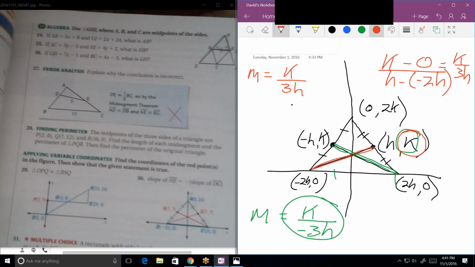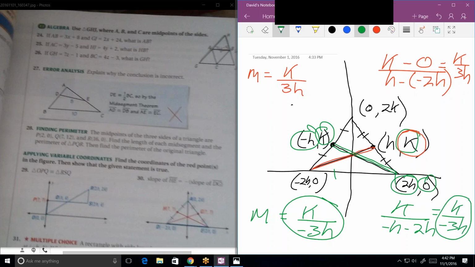And then if I'm doing the green line, this time I'm going to go from that one to there, which is k, but then I got to make sure I start there and subtract that. So I got minus h minus 2h. That gives me k over minus 3h, and that's the negative of the other slope, proves the statement.